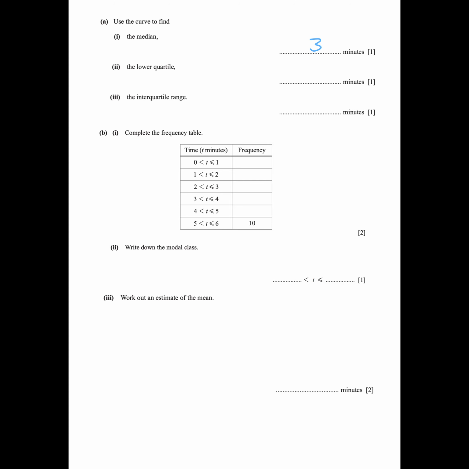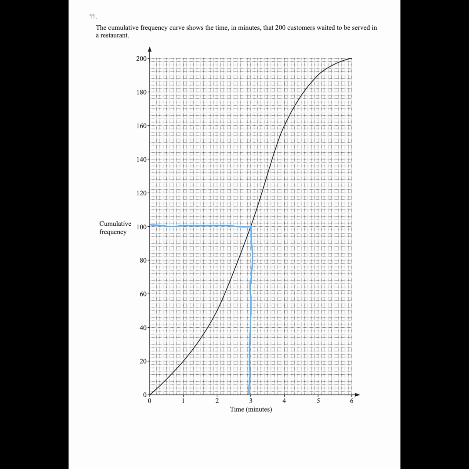And then the lower quartile. The lower quartile is a bit like finding the median of this bottom half. So it's out of 100 in total, and therefore it would be 50, which is this point here. We do the same thing again, and we find that we've got 2.